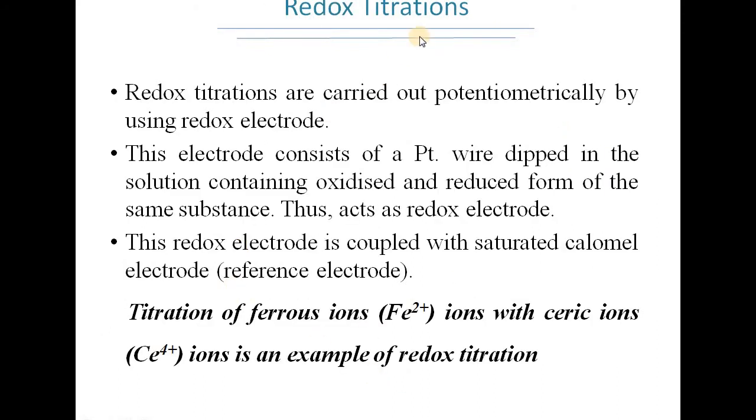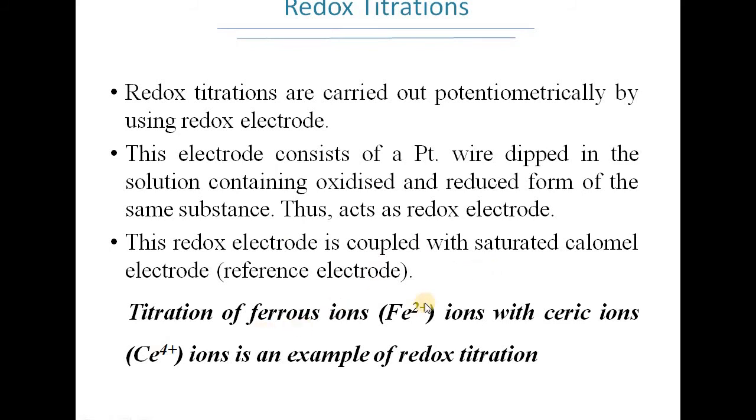Now the next one is redox titrations. Redox titrations are carried out potentiometrically by using a redox electrode. So in this case, the indicator electrode is a redox electrode. This electrode consists of a platinum wire dipped in the solution containing oxidized as well as reduced form of the same substance. This redox electrode is further coupled with a saturated calomel electrode, which is acting as a reference electrode.